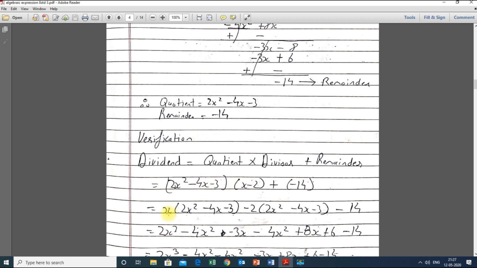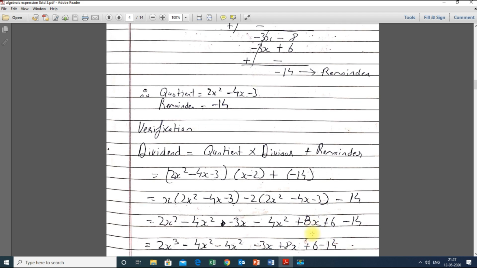So you can see x times (2x² − 4x − 3) and −2 times (2x² − 4x − 3) in brackets, and plus times minus is minus, therefore −14 over here. Now 2 into 2x² into x is 2x³, x into −4x is −4x², x into −3 is −3x, −2 into 2x² is −4x², minus minus is plus, therefore 4 times 2 is 8, therefore 8x, minus minus plus, therefore plus 2 times 3 is 6, therefore 6.